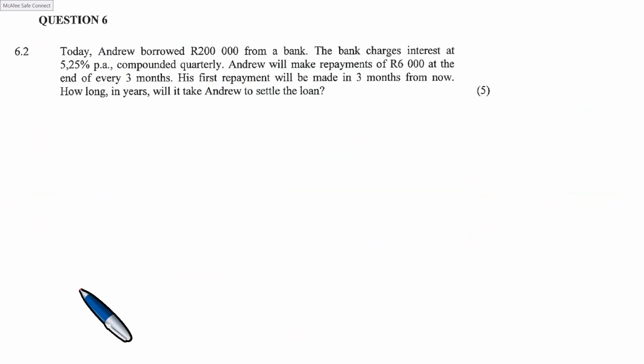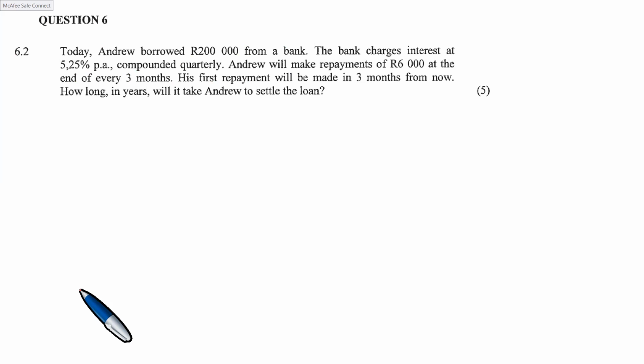Right, so there's a guy called Andrew. Today, Andrew borrowed 200,000 Rand from a bank. The bank charges interest at 5.25% per annum, but is compounded quarterly. Andrew will make repayments of 6,000 Rand at the end of every 3 months. His first repayment will be made in 3 months from now. How long in years will it take Andrew to settle the loan?